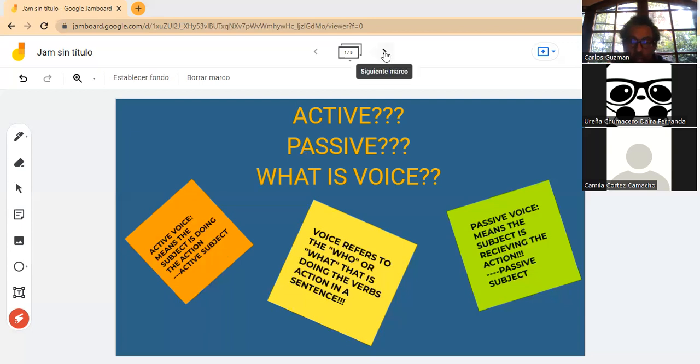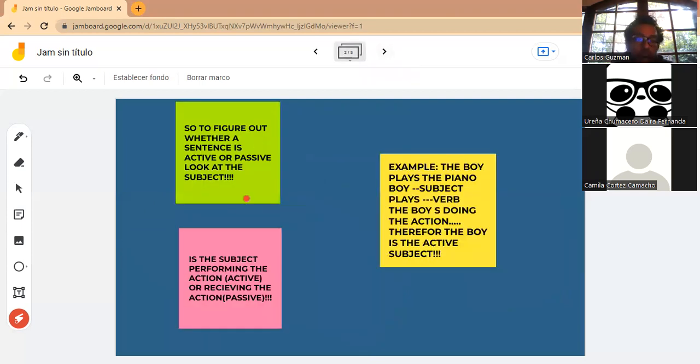All right, so let's see that. So it's clear what active voice is. It's clear what passive voice is, right? All right, so it says, to figure out whether a sentence is active or passive, look at the subject. Esas son clavecitas que te dan, like pautas, right? Yeah, key. Is the subject performing the action? Then it's active, right?